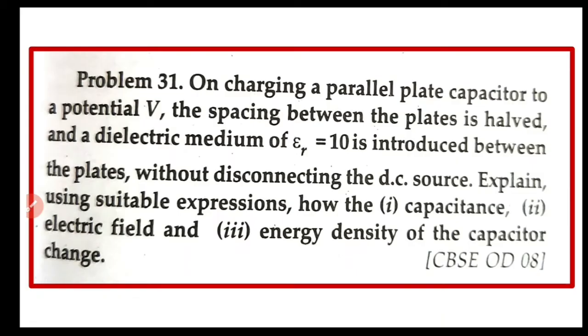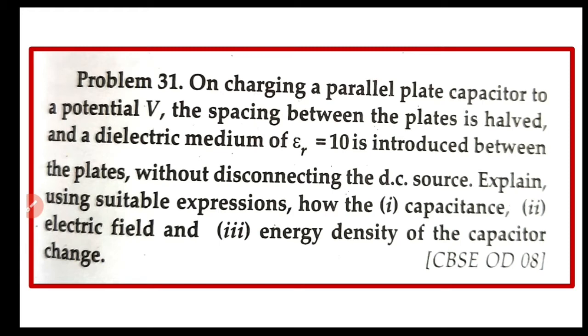Now based on this same concept, we have another question. On charging a parallel plate capacitor to a potential V, the spacing between the plates is halved and a dielectric medium of epsilon R is introduced between the plates without disconnecting the DC source. Explain using suitable expressions how the capacitance, electric field and energy density of the capacitor change. Okay, so here what is the change taking place?